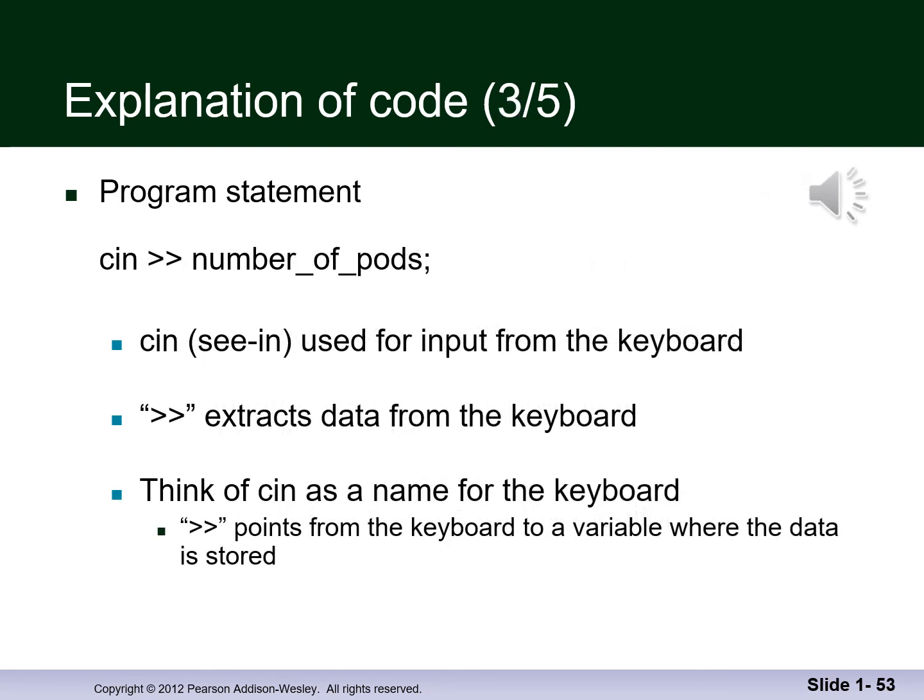cin is used for input from the keyboard, and you can see the arrows are pointing the other way because you're receiving input, and that input, which is typed on the keyboard, I believe the first number was 10 pods, was stored in the integer variable number of pods. The extraction operator extracts data from the keyboard. Think of cin as a name for the keyboard, and the two arrows point from the keyboard to a variable where the data is stored.